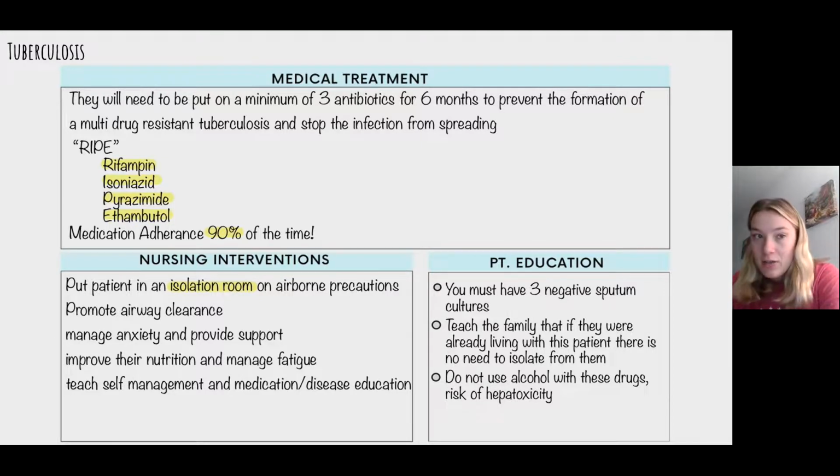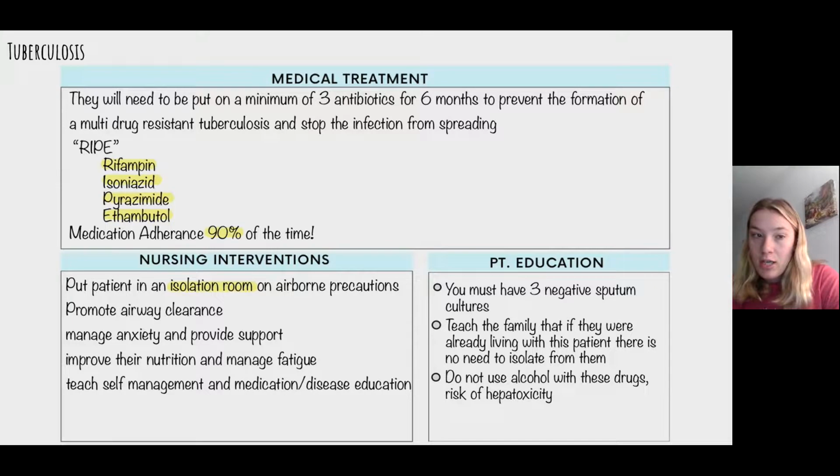In order for our patient to be diagnosed as free of active tuberculosis, they need 3 negative sputum cultures. Our medications are going to get us there. So let's say our patient was living with their family, we're going to teach the family that you are already living with this patient. There's no need to isolate at this point in time. And really, we need to stress the importance of not drinking or consuming any alcohol because of how toxic it can be on the body and on the liver. So to aid your studying efforts, I would go back to your pharmacology notes because we did cover these drugs in pharmacology class.